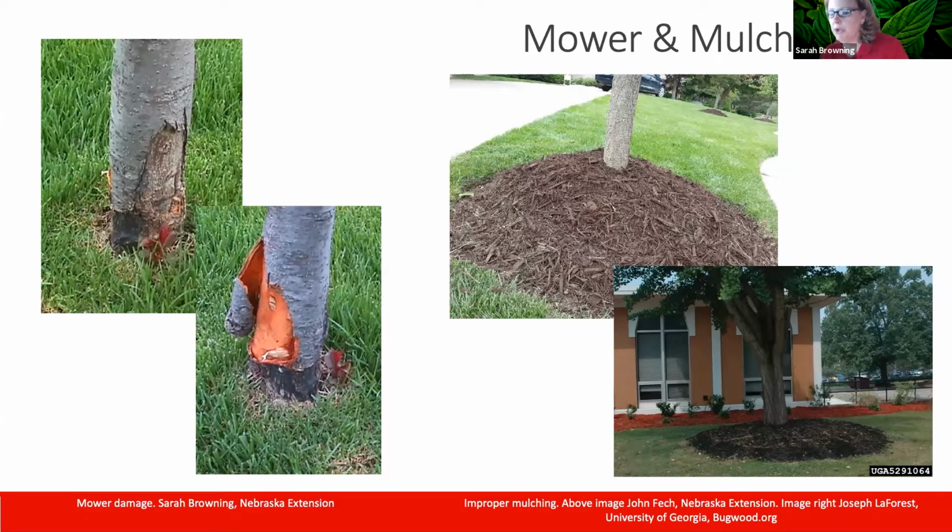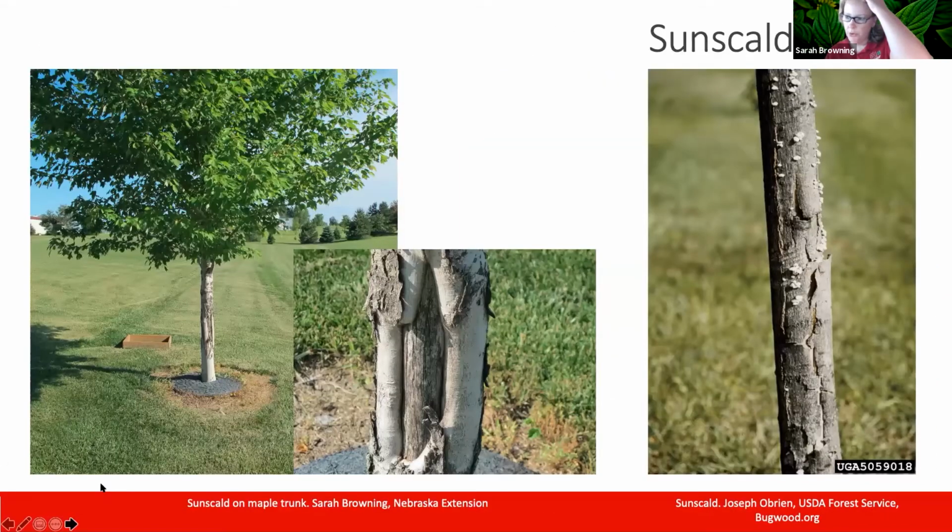In the lower picture, you can see they've almost got it right. They've got a much flatter layer of mulch, but it's still piled up against the trunk about 6 inches or so. So we really would want to pull that back and flatten that mulch out even a little bit more. Okay, so those are some of the abiotic problems that we run across in trees.